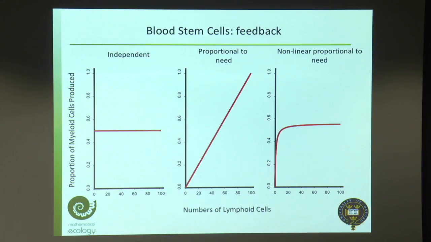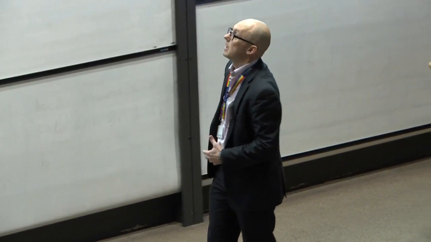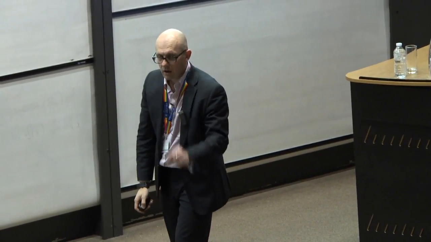Or there could be some relationship proportional to need. So as there are more lymphoid cells, there's a need for more myeloid cells. Or it could be non-linear. It could actually start to increase and then plateau out. We need to be able to understand that. We need to be able to understand how this peripheral blood feeds back its information to the stem cells. And this is the crux of it.